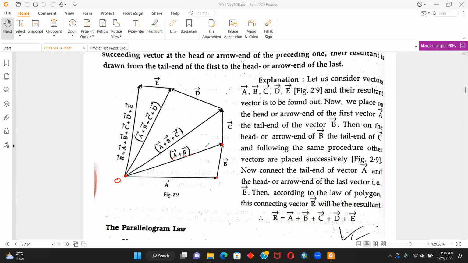Now they have kept on doing this. Then again they have joined the C vector. So this particular side of the triangle will be A vector plus B vector plus C vector, right? Then again you have joined the D vector, so that will be A vector plus B vector plus C vector plus D vector. Then you have joined another one. In this way, you could work with the polygon law of vectors.